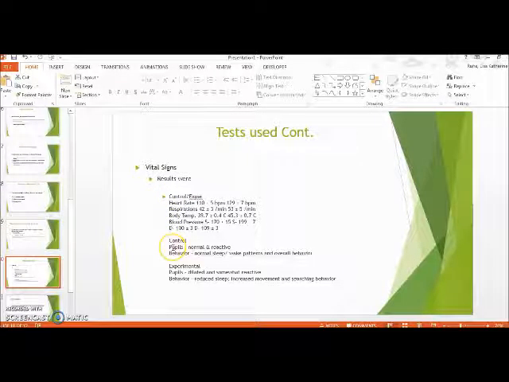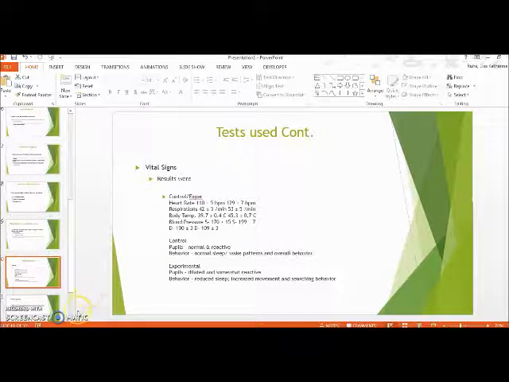Going down, pupils in the control data were normal and reactive, with normal sleep-wake patterns and overall behavior. But going to experimental, the pupils were dilated and somewhat reactive, and behavior was reduced sleep, increased movement, and searching behavior. So we decided that our rats were having the fight or flight response, and that obviously is going to be epinephrine too.